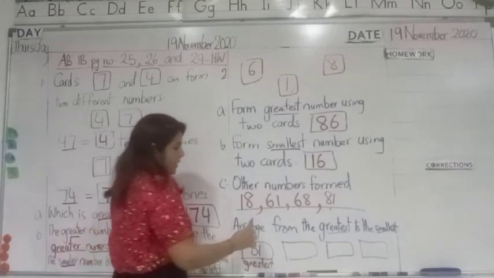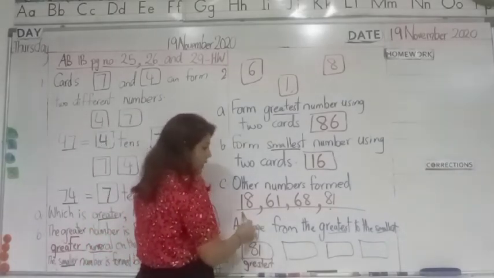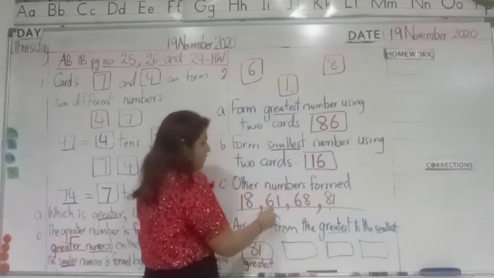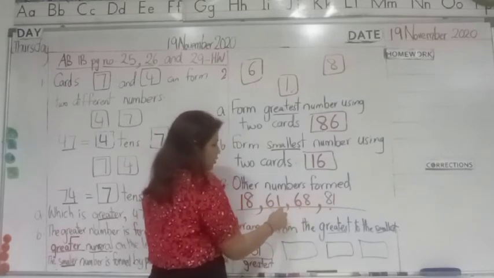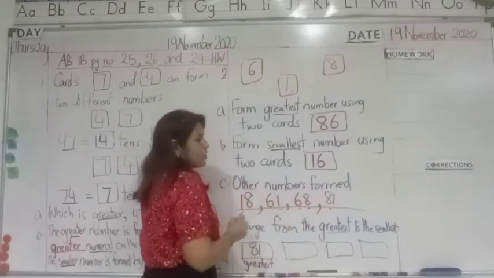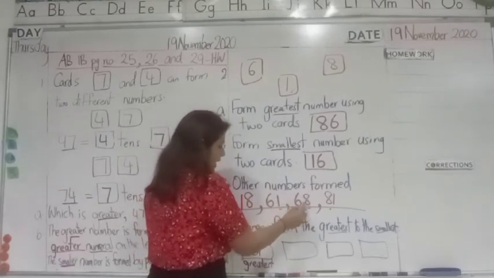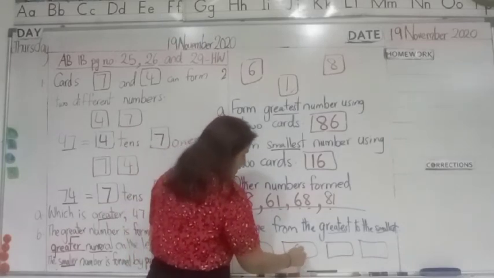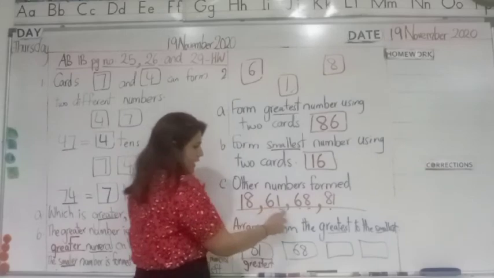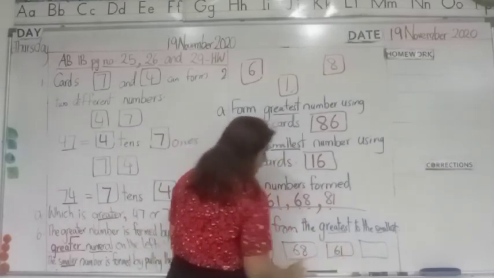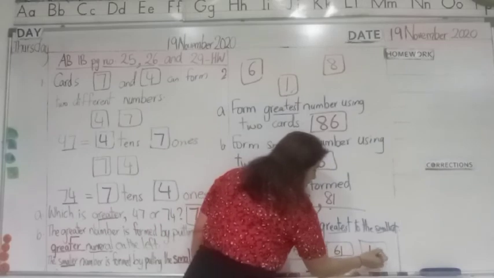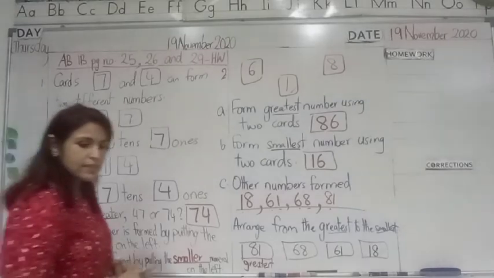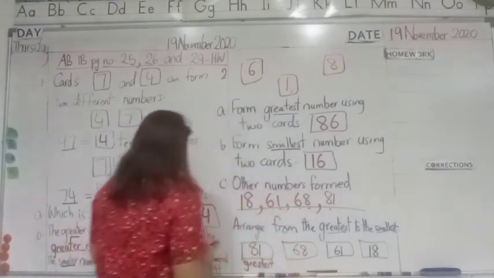Followed by, then 18 is the smallest. We will not look at 18, we will look at 61 and 68. If you have the same number in your tens place, you look at the ones place. So now you compare which is greater, 8 or 1. 8 is greater. So you will write here 68. Next comes 61. And then comes 18, because 18 is the smallest number. Okay, so this is what you'll be doing.